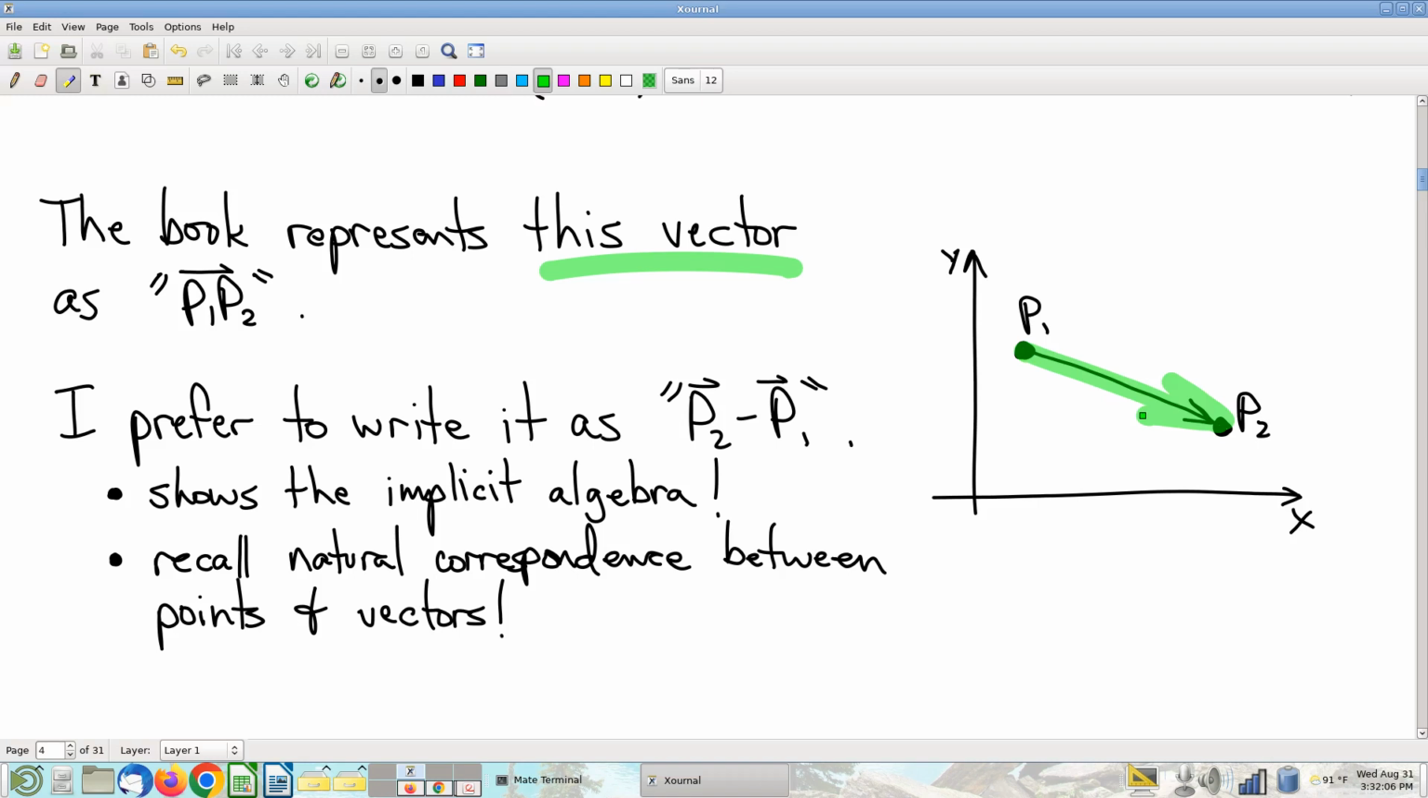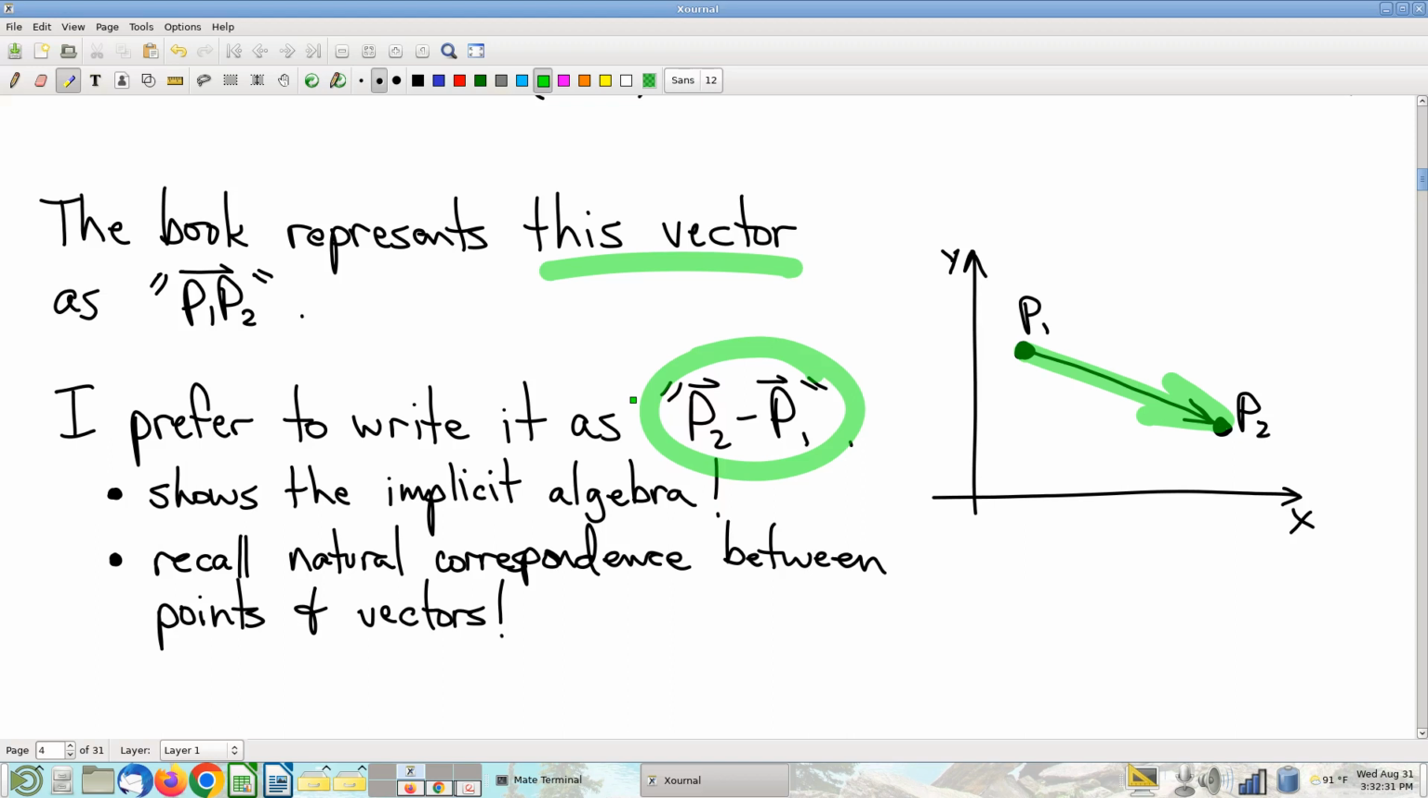The other little quibble that I'll mention is for a vector like this. The book is writing it with this notation here, P1, P2. Well, that's fine. It's perfectly unambiguous what they mean by that, so no problem. On the other hand, it is also P2 minus P1, keeping in mind that each of those points can also be thought of as a vector. And when you subtract those two corresponding vectors, you do get this green vector.